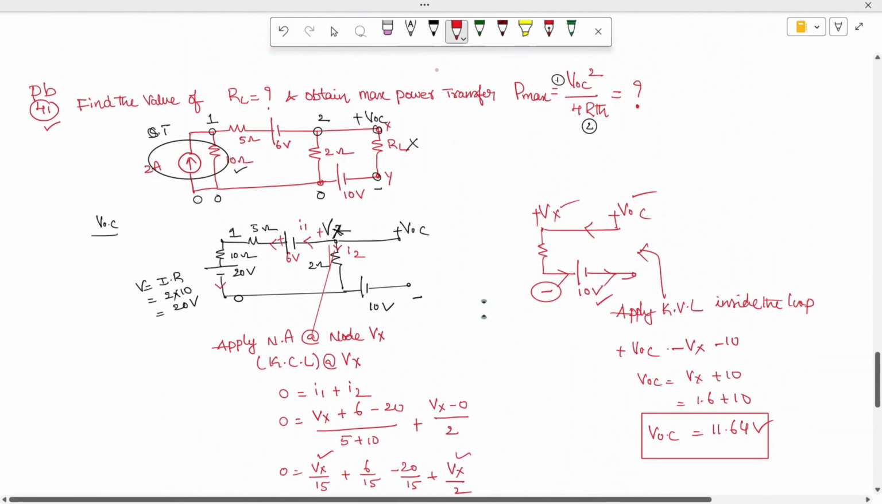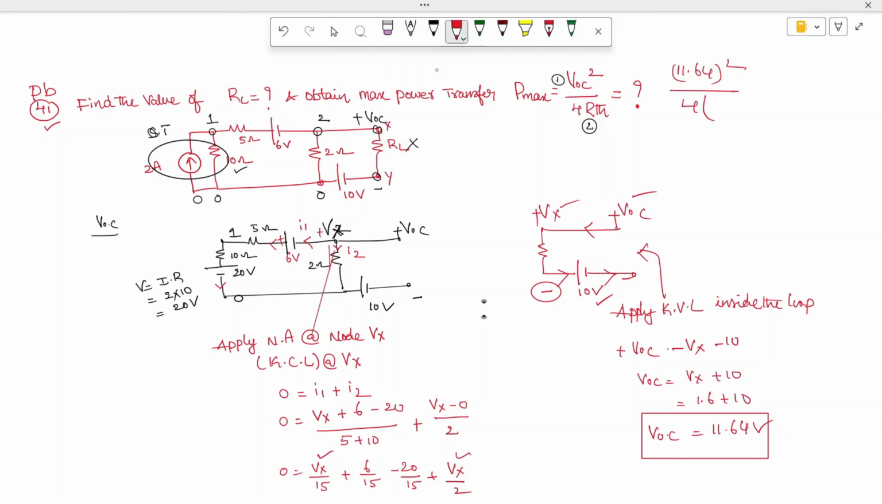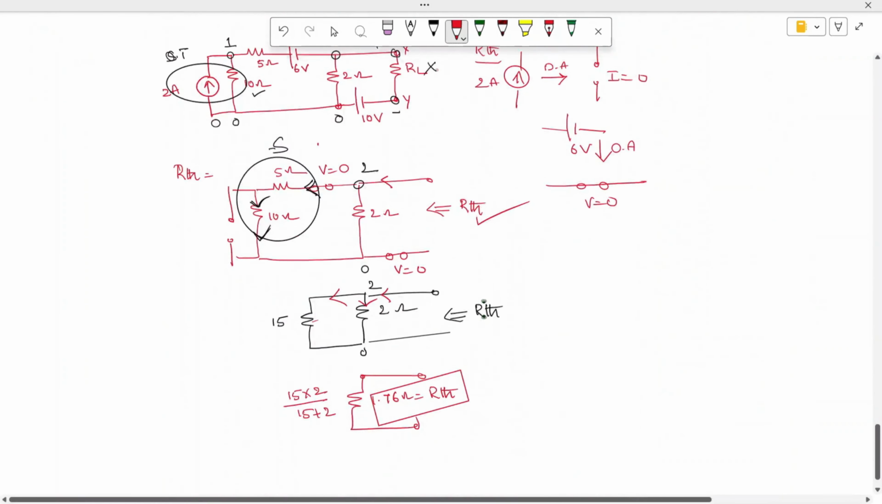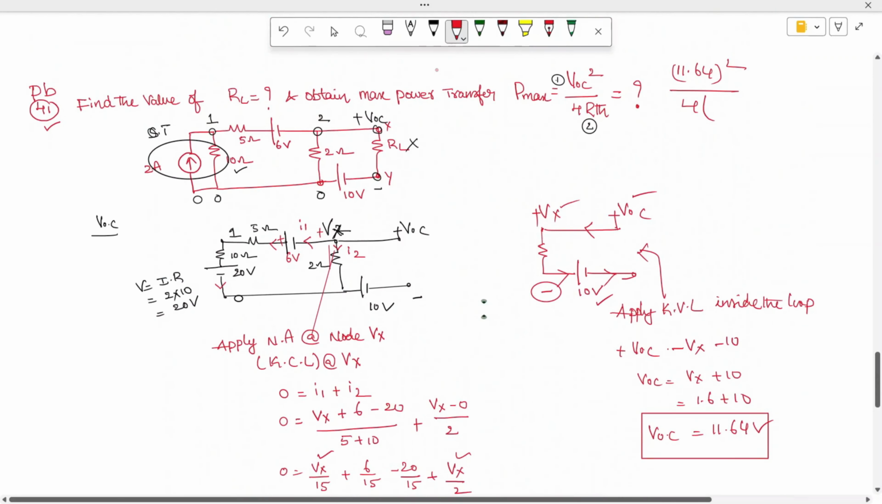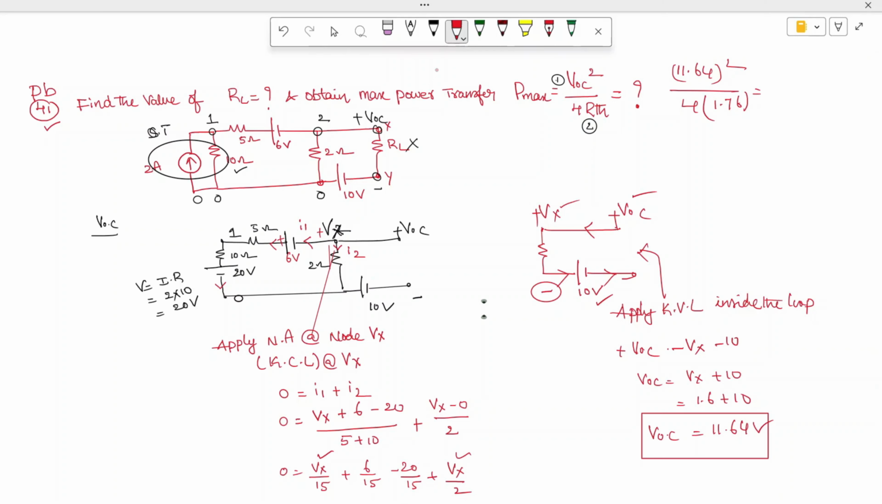So the power is VOC, 11.64, whole square, divided by 4 into R Thevenin. So the value of R Thevenin as I solved is 1.76. Then do it with your calculator. Then we can find out this value. This is 19 watts. 19 watts is the amount of power transferred from source to load. So how much amount of power is transferred? 19 watts of power is transferred from this source and is delivered to the load. This is the amount of power transferred from the source to load.